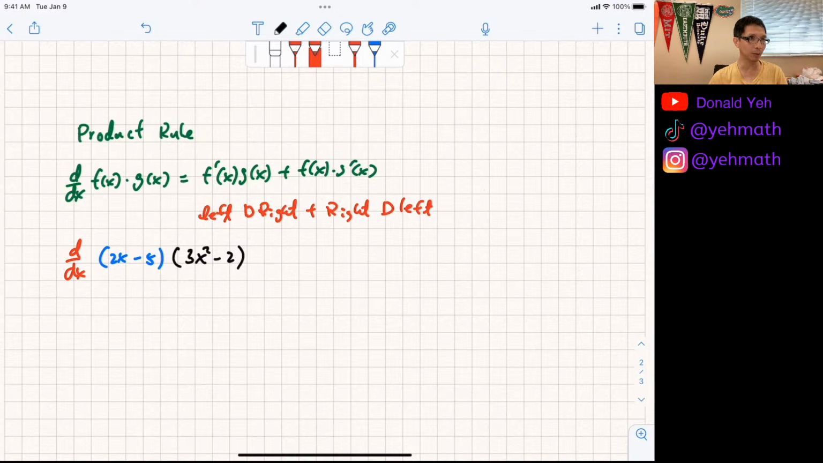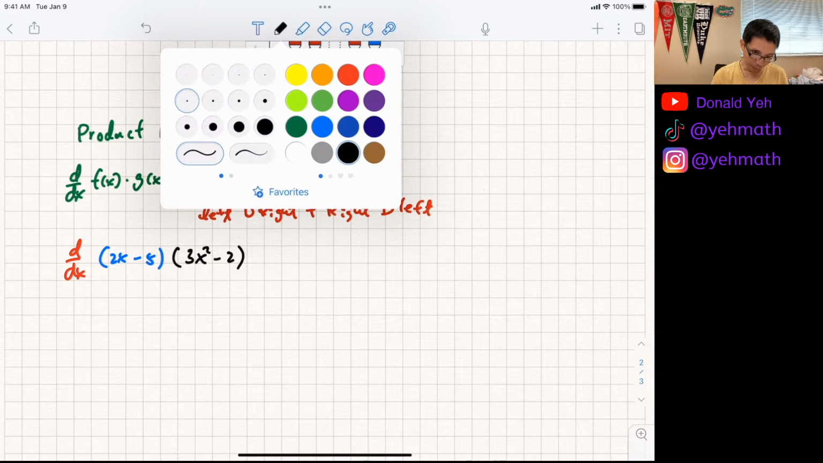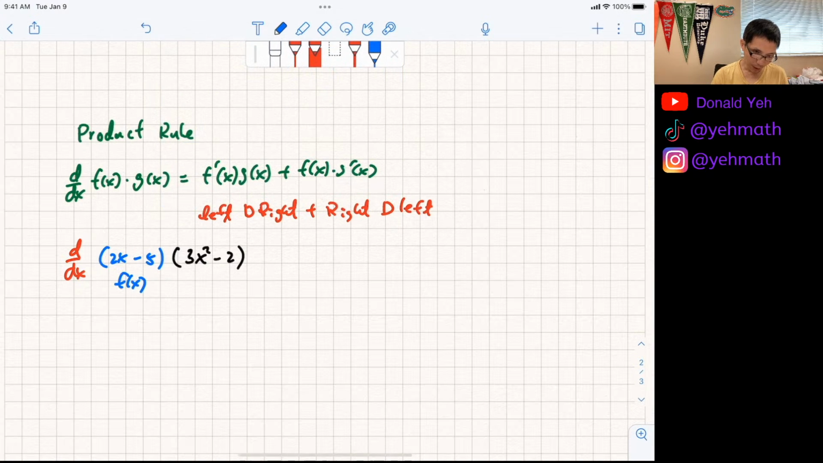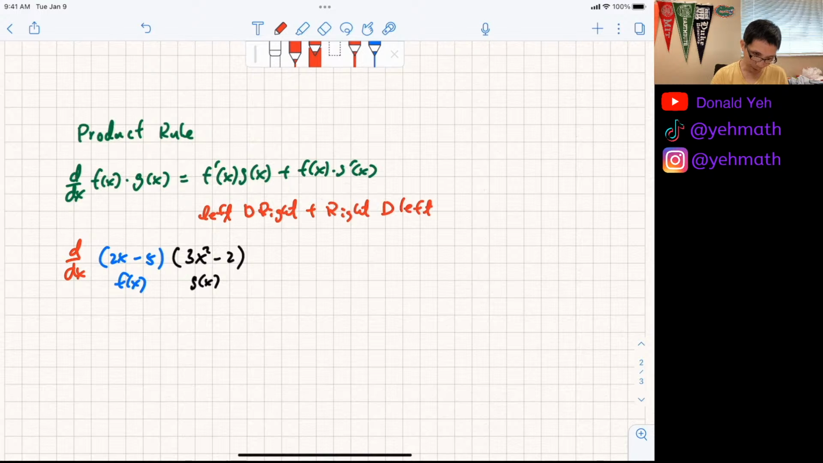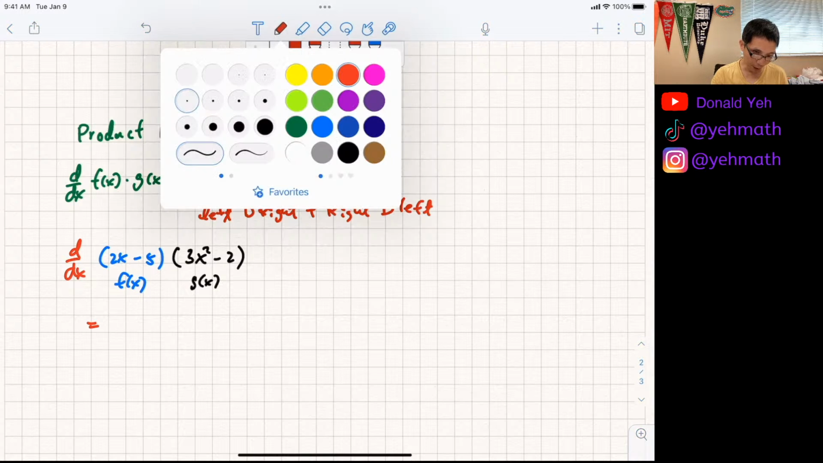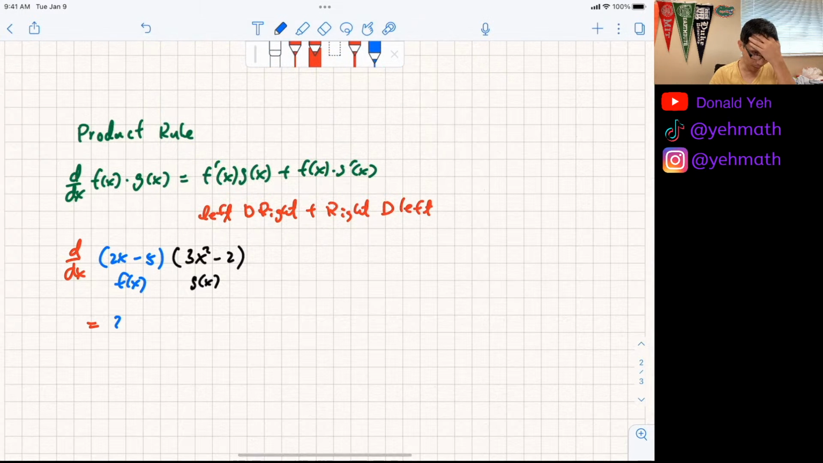And we're going to explain to you why you need a product rule as opposed to just using distribution. So we're going to call this blue function f of x and the black function g of x. And according to the rule, they say f prime times g of x. So let's take the derivative of f of x first. The derivative of f of x is what? Just 2, right? And just leave the second one alone, 3x squared minus 2, like this.